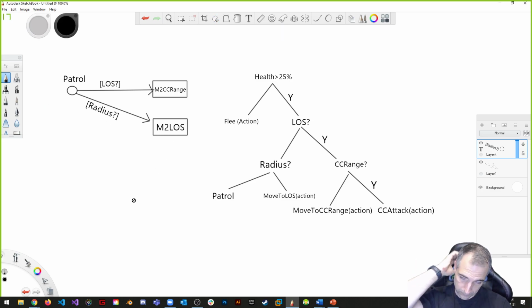Okay. So those are their states. So patrol state and move to one of these two states. And if I'm in line of sight, so this is moving towards line of sight. If I can get to line of sight, as an example, or if I can move to close combat range, I can go from moving to line of sight, because I've got line of sight, back to close combat range, because that is going to be the determining factor. How I want to get from here to here.